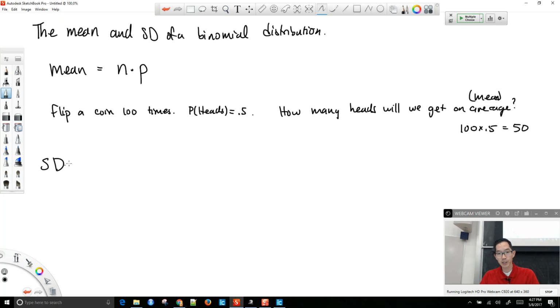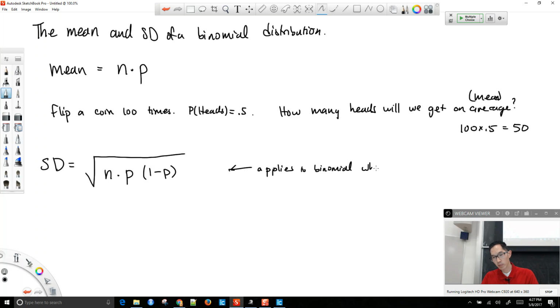The standard deviation is not as intuitive, and I'm not going to bother trying to derive this for you. Now, I hesitate to even put this up here because I fear this will only confuse us later. But it's just the square root of n times p times 1 minus p. But this applies only to the binomial when we are dealing with counts.